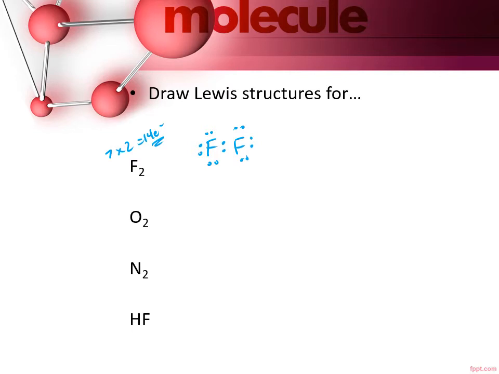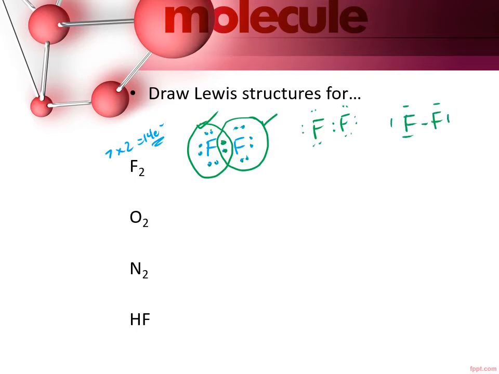And if I draw some lovely Venn diagrams showing those shared pairs of electrons, this fluorine has 2, 4, 6, 8. All is good. This fluorine also has 2, 4, 6, 8. All is good. So you can draw like this, or you can draw like this, or you could draw X's and O's.